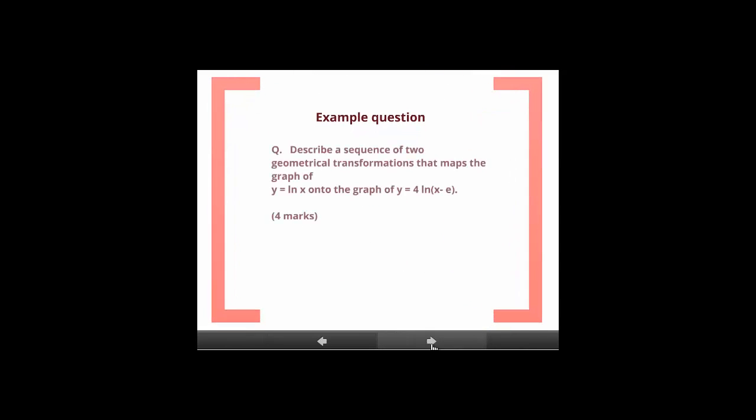Here's an example, typical of the type of question that might crop up in an exam. Describe a sequence of two geometrical transformations that maps this graph, y is the natural log of x, onto the graph of y is 4 times the natural log of x minus e. Have a go at it yourself, pause the presentation.